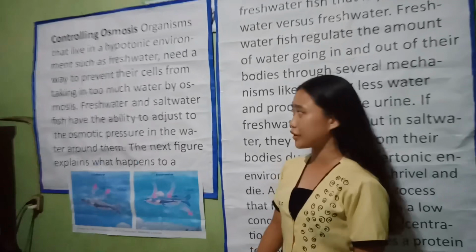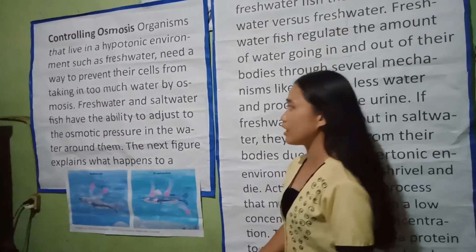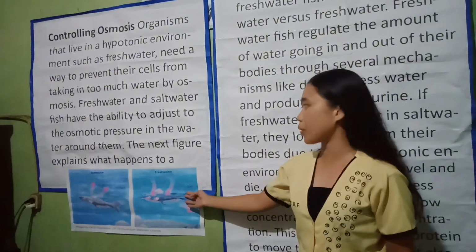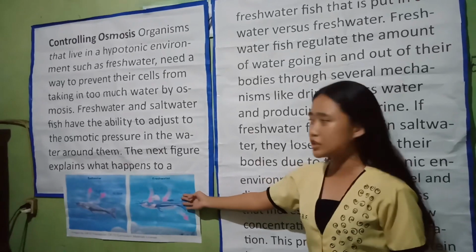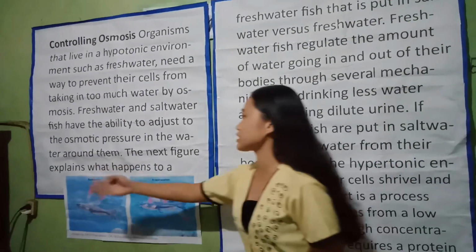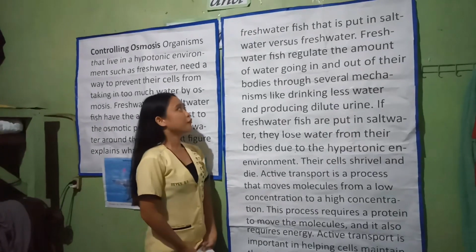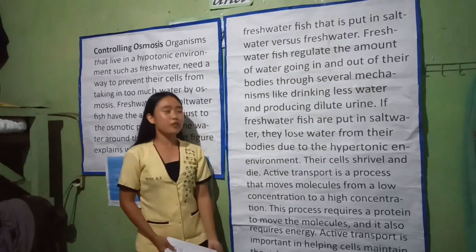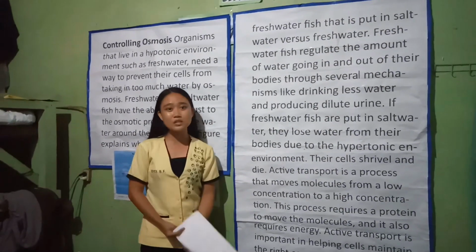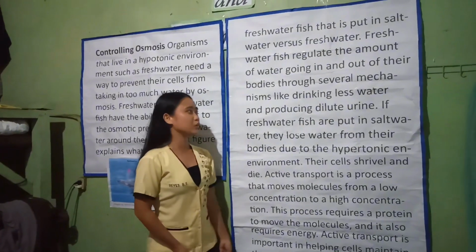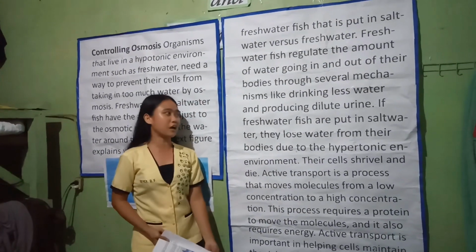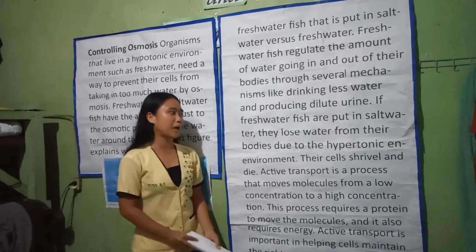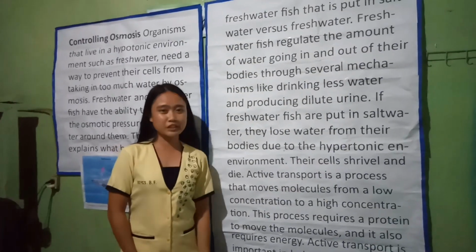Freshwater and saltwater fish have the ability to adjust to the osmotic pressure in the water around them. This figure explains what happens to a freshwater fish when we put it in salt water. Freshwater fish regulate the amount of water going in and out of their bodies through several mechanisms, like drinking less water and producing dilute urine. If freshwater fish are put in salt water, they lose water from their bodies due to the hypertonic environment. Their cells shrivel and die.